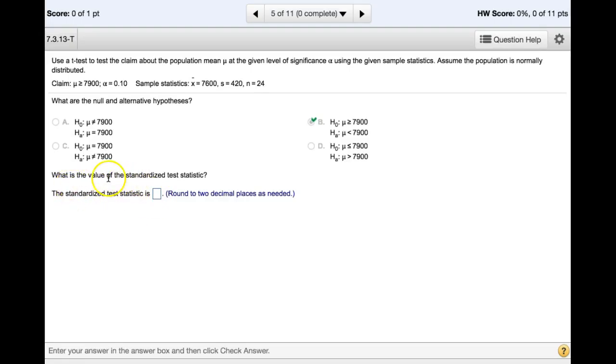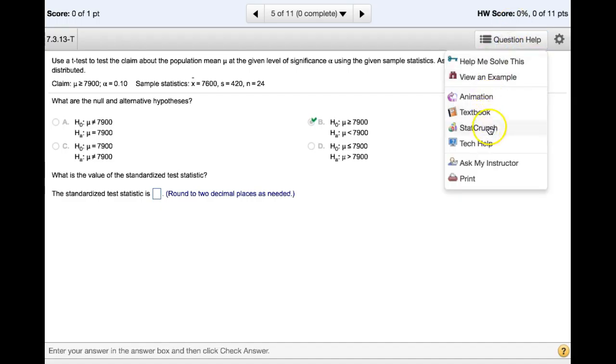So now we need to find out what is going to be the value of our standardized test statistic. This is going to be the calculation that we actually use to see if our data is going to be in our rejection region or not. And what we mean by our rejection region is, statistically, do we have enough numerical data to be able to support our claim or go against it. So to do that, we can go to StatCrunch.